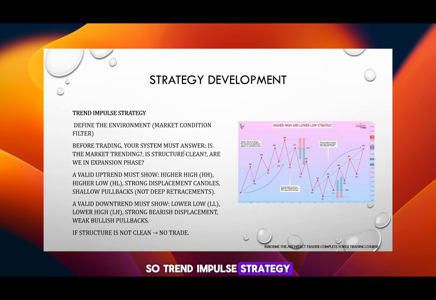So trend impulse strategy. First thing you want to do is what? Define the environment. It helps you define the environment, a market condition filter. Before trading, your system must answer: is the market trending? Is the structure clean? Are we in an expansion phase? You want to be sure of this. Those are the first core three questions that you want to even ask yourself. Is the market trending? If it's trending, what structure are we in?